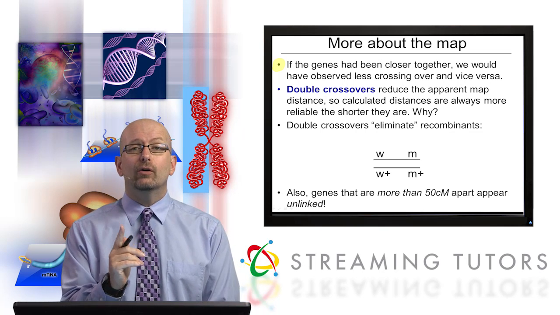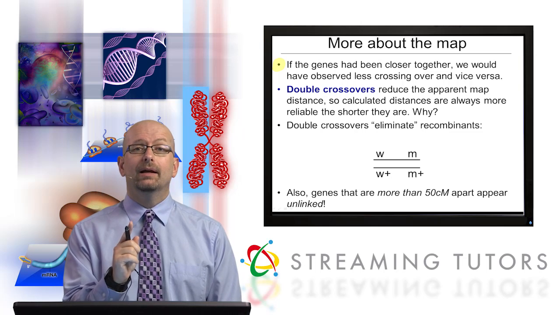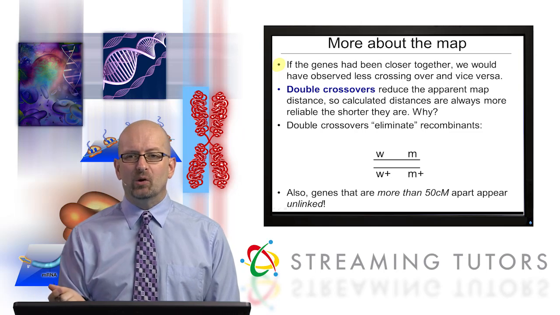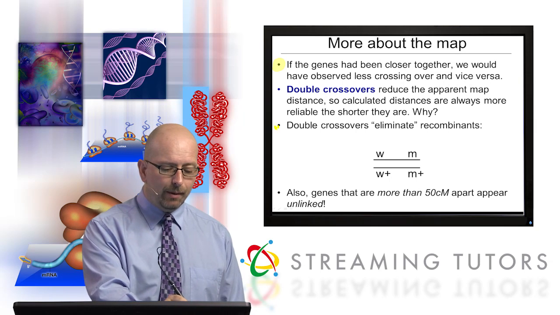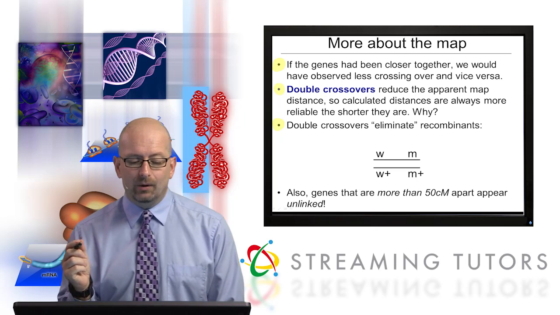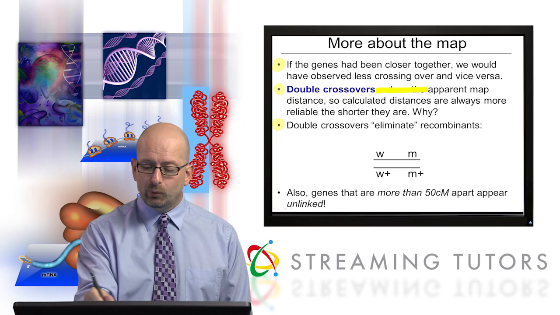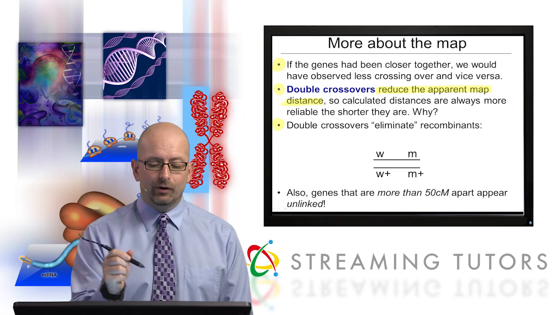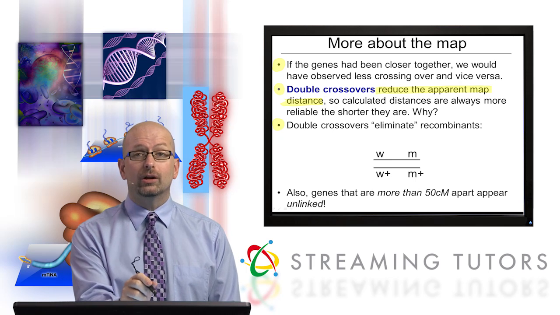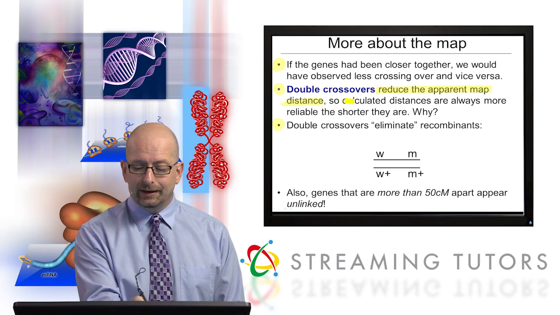But here's a very interesting thing to keep in mind for now, but especially also for something that we're going to do in a minute. Double crossovers also can occur. Now, double crossovers, this is very important. They reduce the apparent map distance. You'll see what that means in a second, but this is an important take-home message.